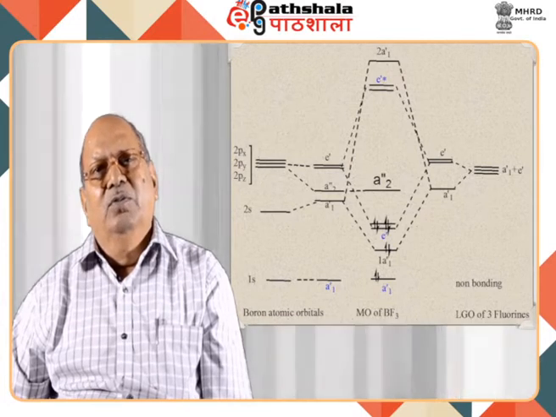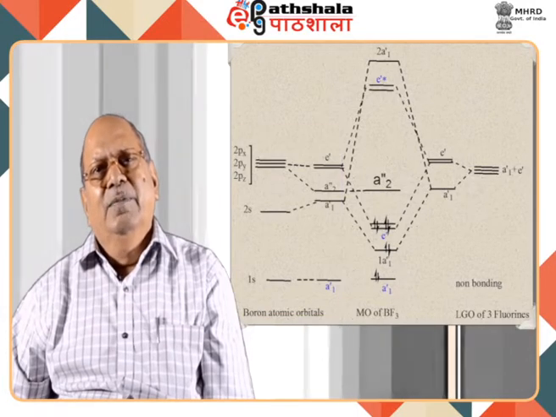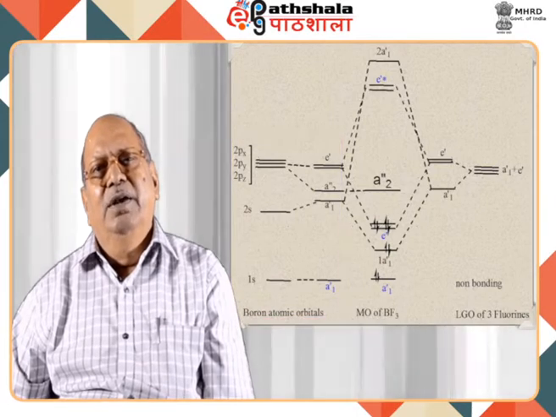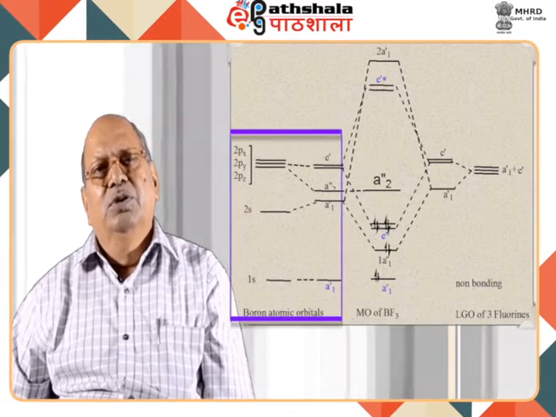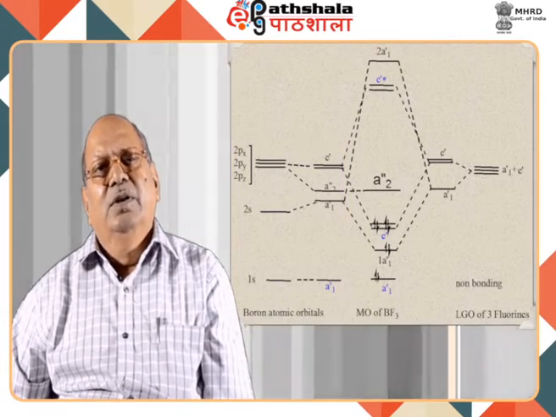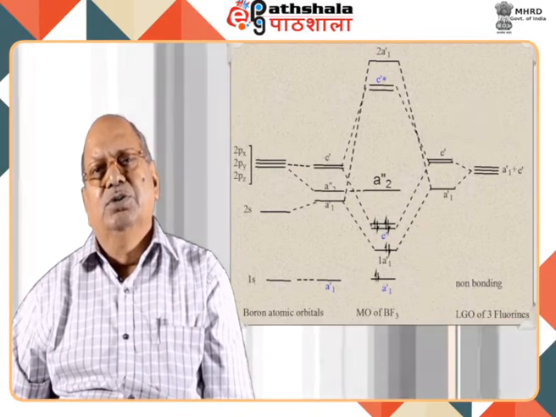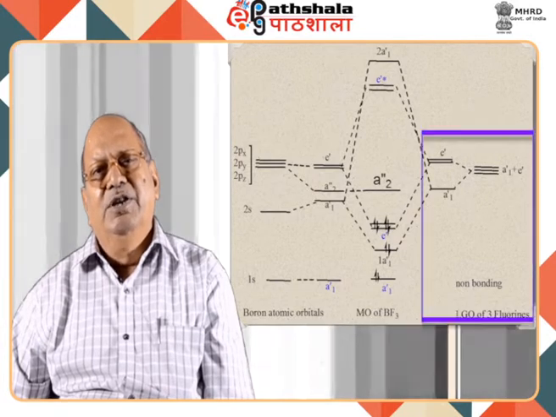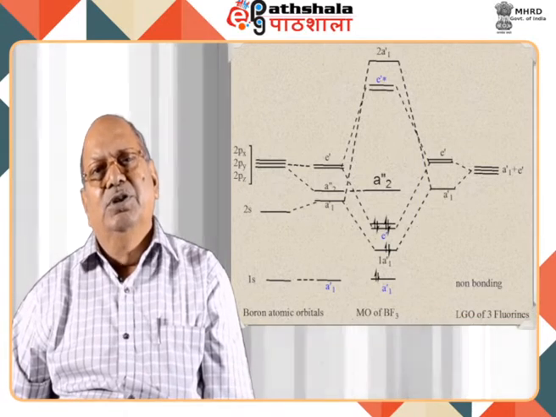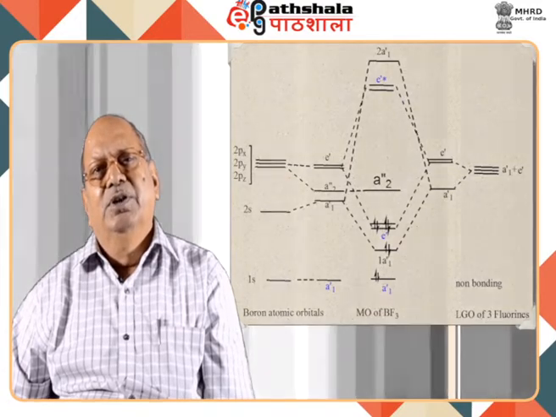So, we now have with us the valence electron symmetry of the boron atom and the symmetry of the LGOs of fluorine atom, and we try to match both. On the left hand side we have the symmetry of boron, and on the right we have the symmetry of the LGOs of fluorine, and they are matched. After matching we get the bonding and anti-bonding MOs, and these are filled as per the rules we follow in atomic structure.